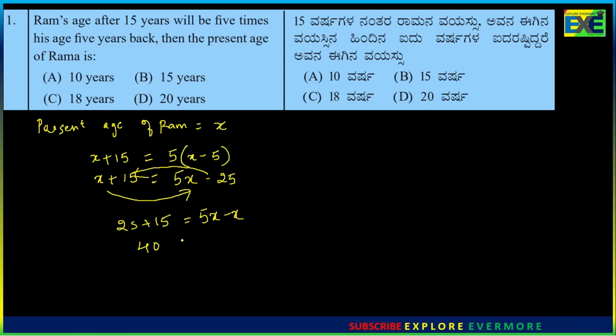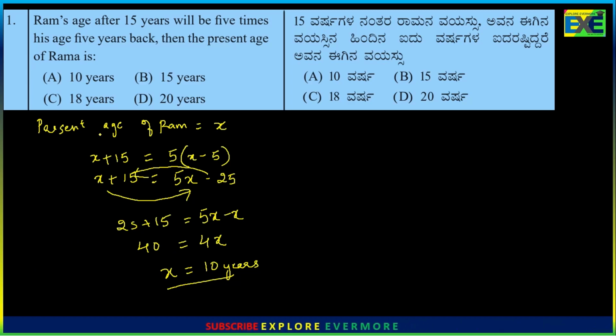So this is 40 and this is 4x. So now we know that x is equal to 40 by 4, which is 10. So the solution what we got is x is 10 years. That means Ram's present age is 10. So the right option is option A.